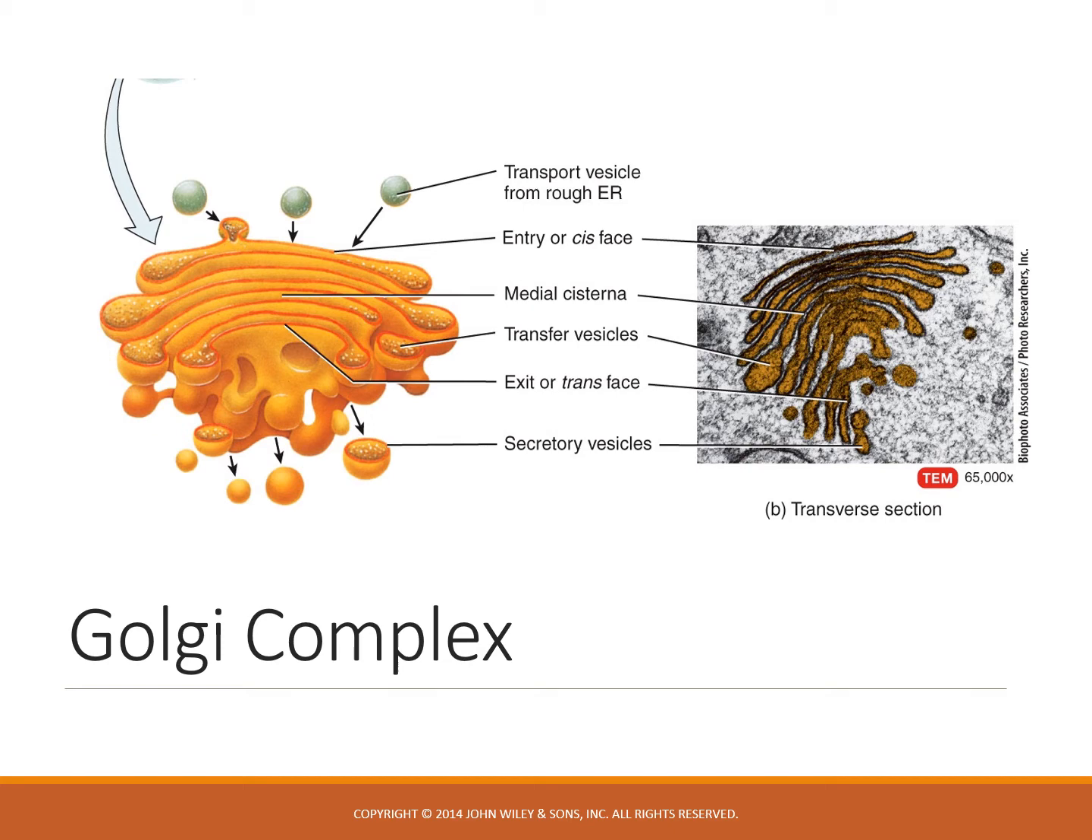Most of the proteins that are synthesized in the ribosomes attached to the rough endoplasmic reticulum are transported to other regions of the cell. The first step in this transportation is the Golgi complex, and the Golgi complex is quite important. The purpose of the Golgi complex is to package and modify proteins in vesicles. So I'm going to say package and modify proteins.